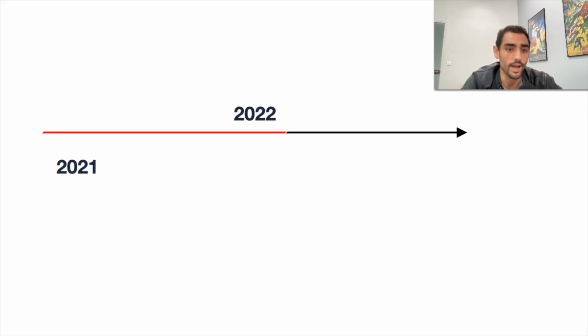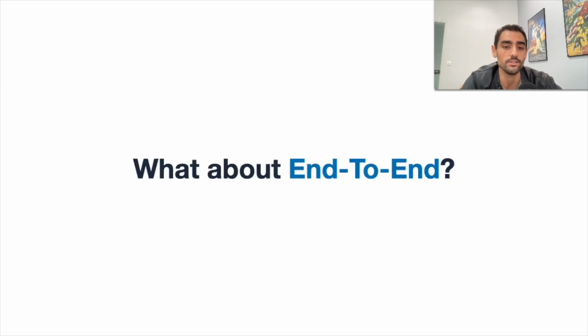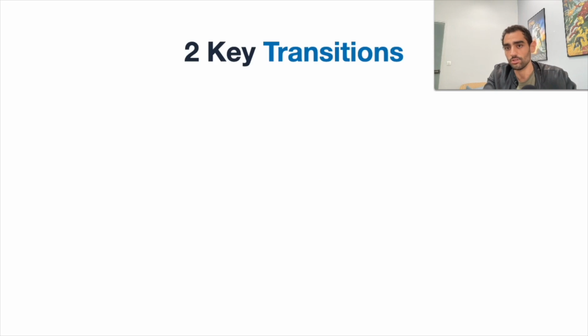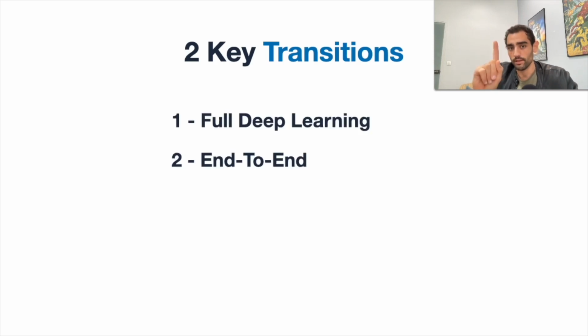Okay, so we have 2021, 2022, and actually we also have 2023. But now, what about end-to-end? End-to-end is done differently. We have two key transitions. What's currently happening is a modular approach where we have perception and then planning. And for end-to-end, we'll need two key transitions. Number one is full deep learning, and number two is end-to-end. Let me explain why these are different.